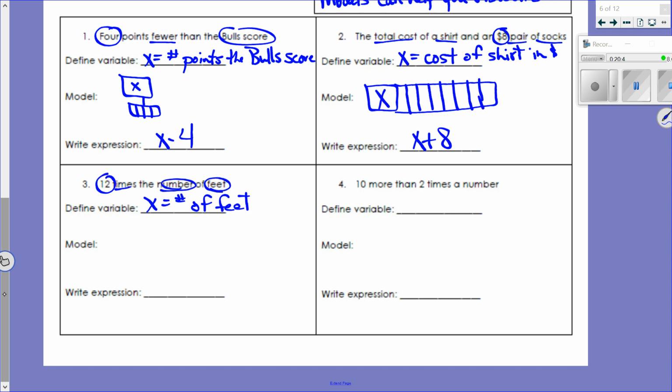What does our model look like? So, 12 next to X? No, not for the model. How do we do multiplication models? You do 12 boxes and then put an X in all of them? Good. Remember, multiplication is just repeated addition. So I'm taking my 12 boxes and I put an X in each one of them.